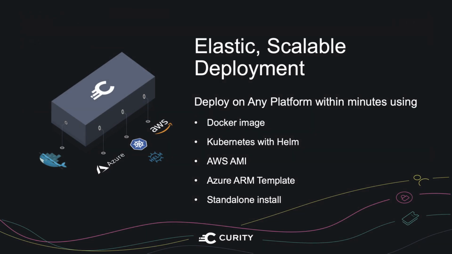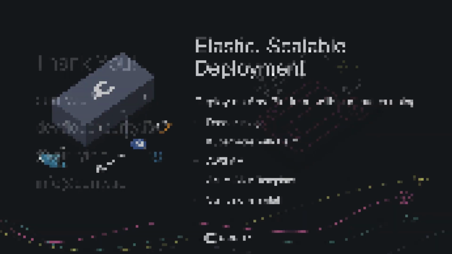That was a short overview of the Curity Admin UI as well as a demo. There are several ways to deploy the server to fit your needs. Official Docker images, a provided Kubernetes Helm chart, AWS AMIs, Azure ARM templates, as well as a standalone installation.